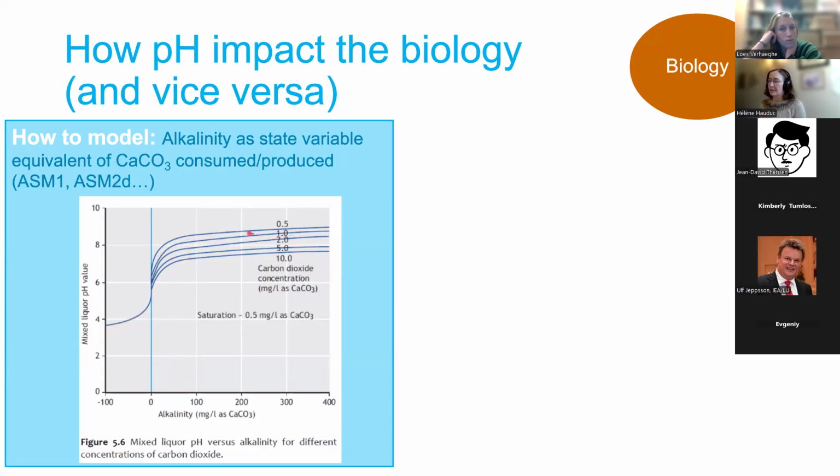Also, we can see here several curves that correspond to different carbon dioxide concentrations of our mixed liquor. So this shows that we can reach different pH for the same alkalinity depending on the carbon dioxide concentration.